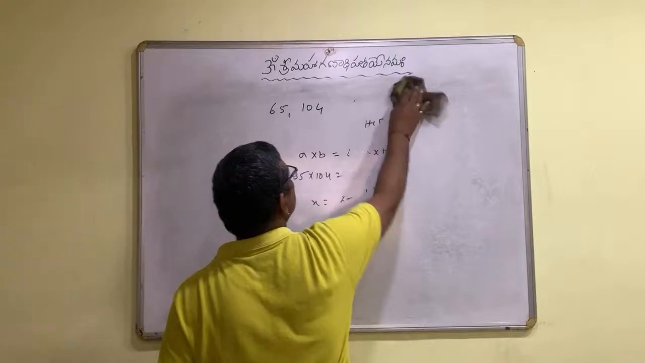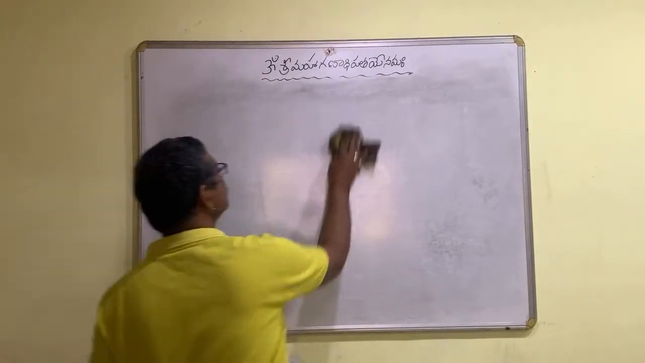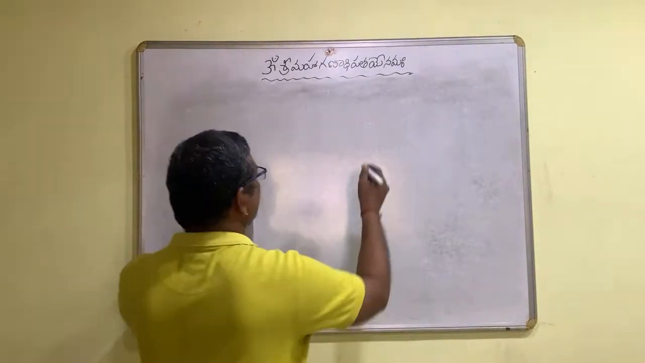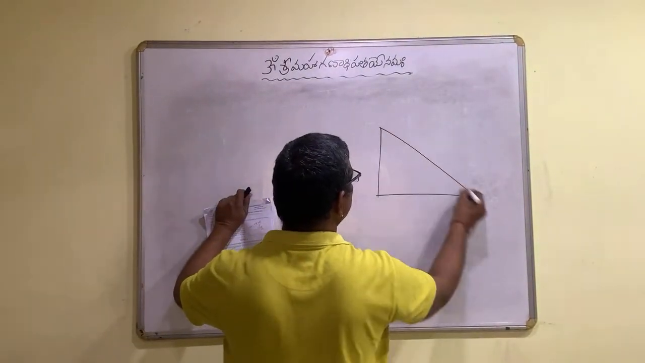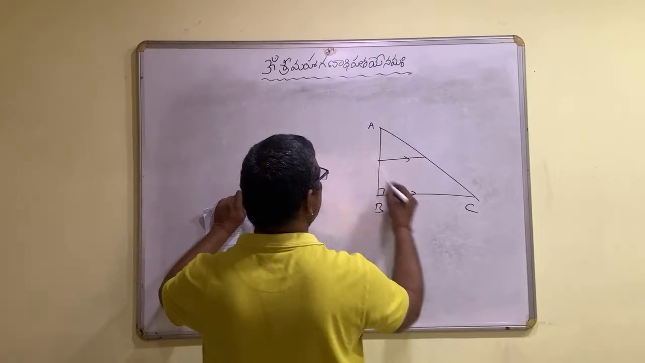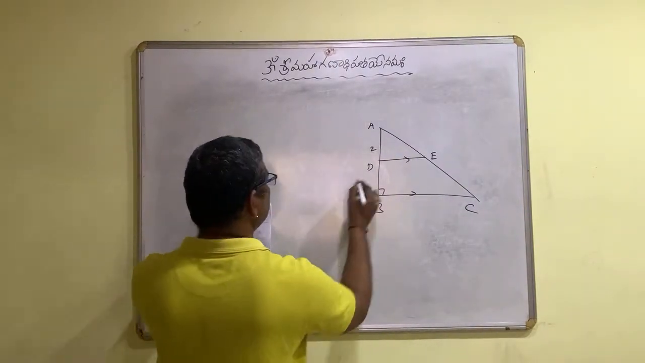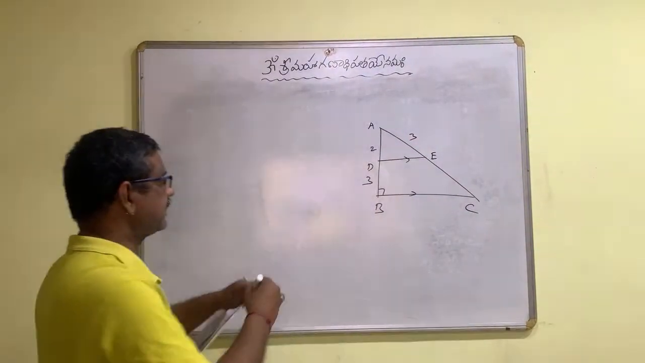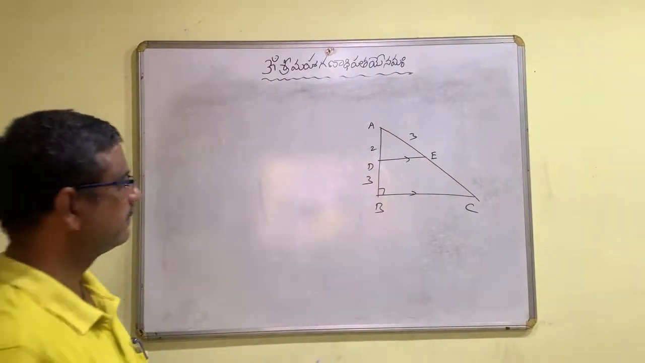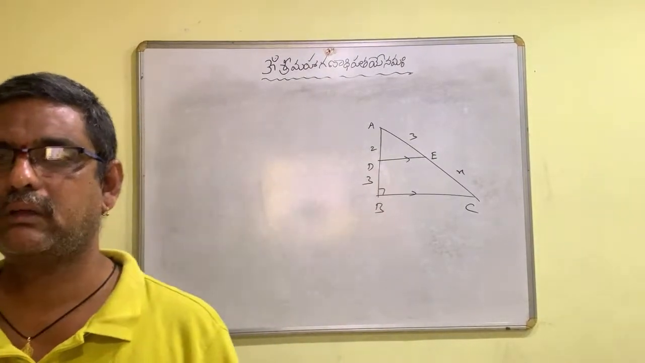Next question. There is a triangle ABC, right triangle ABC, right angle at B, and DE is parallel to BC. This is given 2 centimeters, 3 centimeters, and this is also 3 centimeters. And what is he asking to find? EC, this one. A simple question.